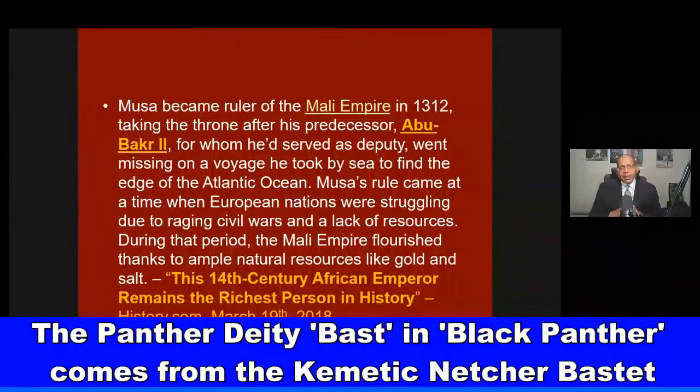Mansa Musa's rule came at a time when European nations were struggling due to raging civil wars and a lack of resources. Okay, so Europe was dealing with poverty, famine, disease, civil wars, things like this, while West Africa is thriving, while the Mali Empire is thriving. During this period, the Mali Empire flourished thanks to ample natural resources like gold and salt. So this article is entitled This 14th Century African Emperor Remains the Richest Person in History. This is from history.com, the official website of the History Channel, March 19th, 2018.